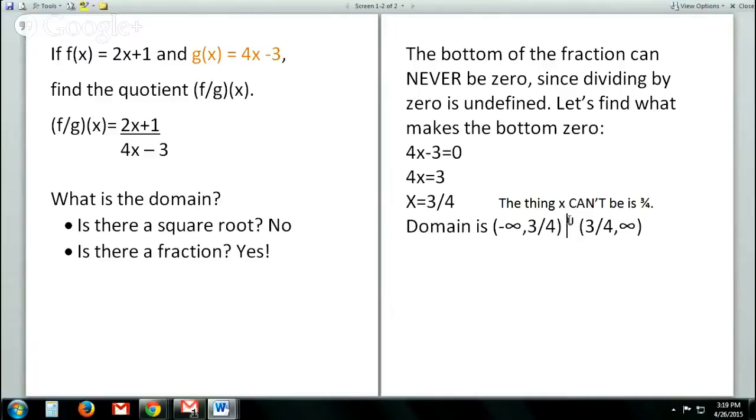Now, to join this set with another set, looks like a U, but this stands for union of the sets. We'll pick right up at 3/4 and go to infinity. Since we've got parentheses with the 3/4 in both places, that's telling us 3/4 is not included. So it's everything in the world except 3/4.